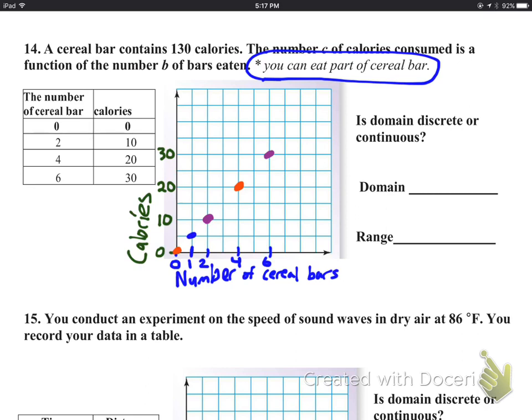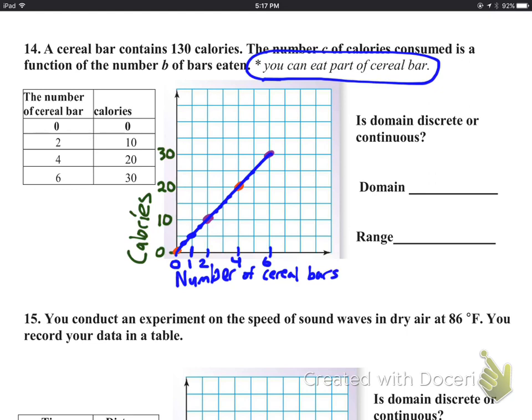Can I eat half of a cereal bar? Well, that's why they told us you can eat part of a cereal bar. So yes, I can eat half of one. And that is right there at halfway between the 5 and the 0. And in fact, I could eat every fraction of cereal bars, right? I could make an infinite number of dots. I could eat a fourth, a tenth, 0.1, 0.05. So yeah, instead of drawing a ton of dots, I'm going to connect the dots with a line because that shows that I can eat any part of the cereal bar.